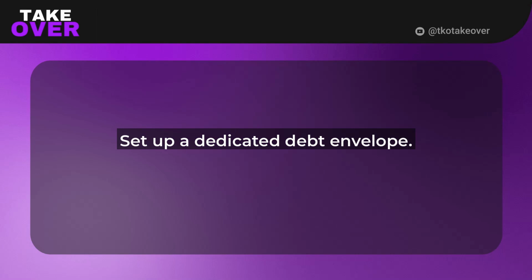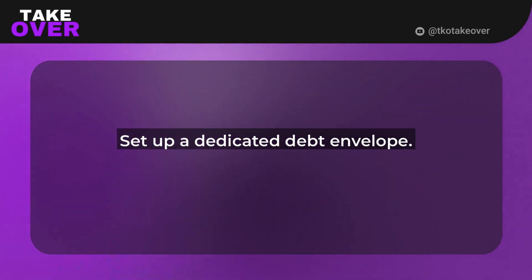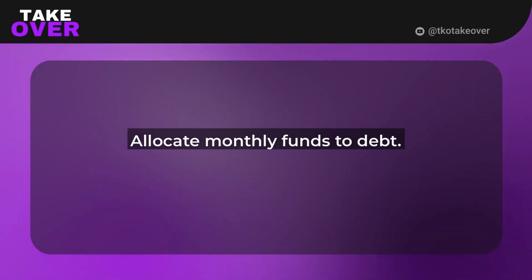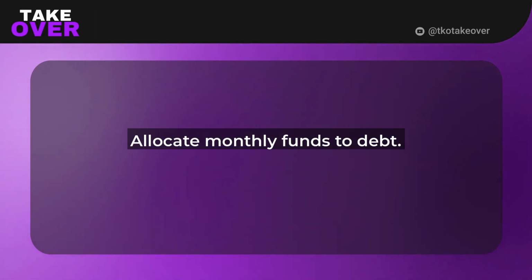First things first, download the Goodbudget app on your phone or tablet. It's free and available for both iOS and Android. Once you're in, start by setting up your budget. Go to the Envelopes section and create a new one specifically for debt payments. Name it something clear, like credit card debt or loan repayment, so you can easily keep tabs on it.